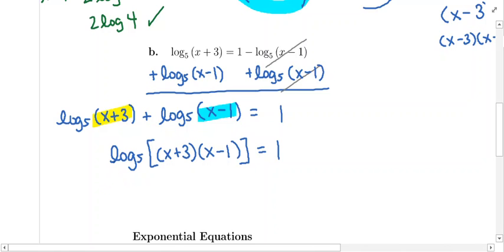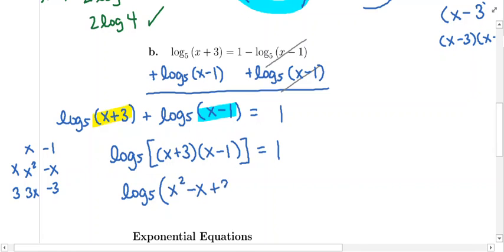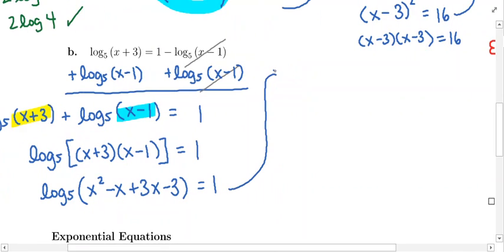Next, let's simplify what we're taking the logarithm of. So log base 5, you have to box this or FOIL it. So we're going to have x plus 3 times x minus 1. This is going to be x times x is x squared, x times negative 1 is negative x, 3 times x is 3x, and then 3 times negative 1 is negative 3. So this is going to be log base 5 of x squared minus x plus 3x minus 3 is equal to 1. And if I go over here, I'm going to clean up my work.